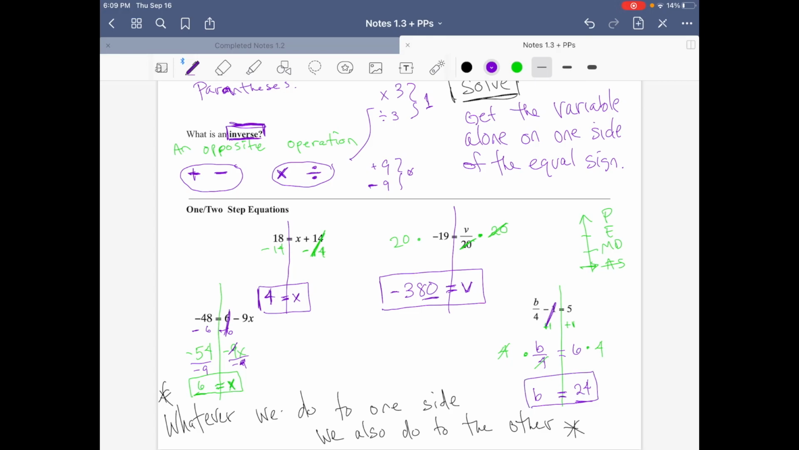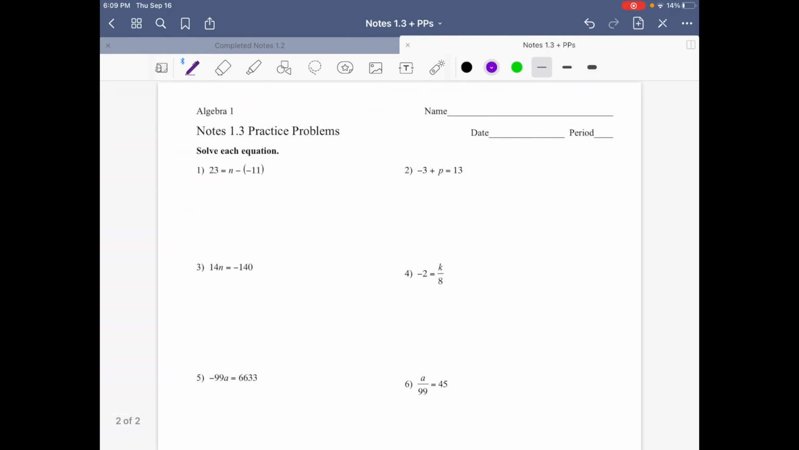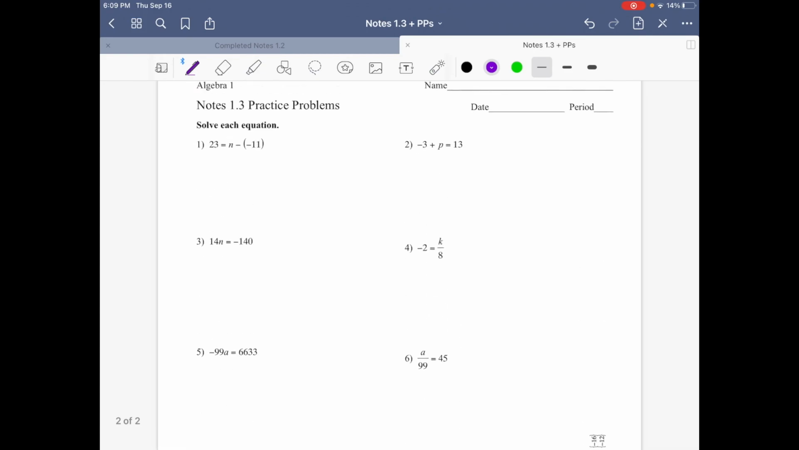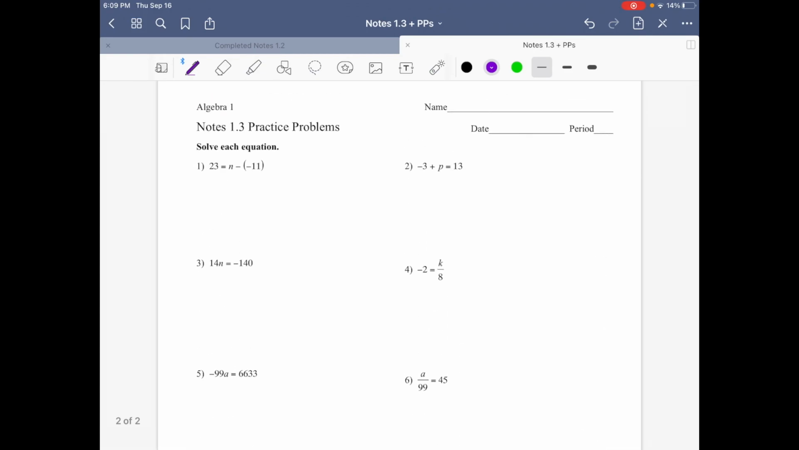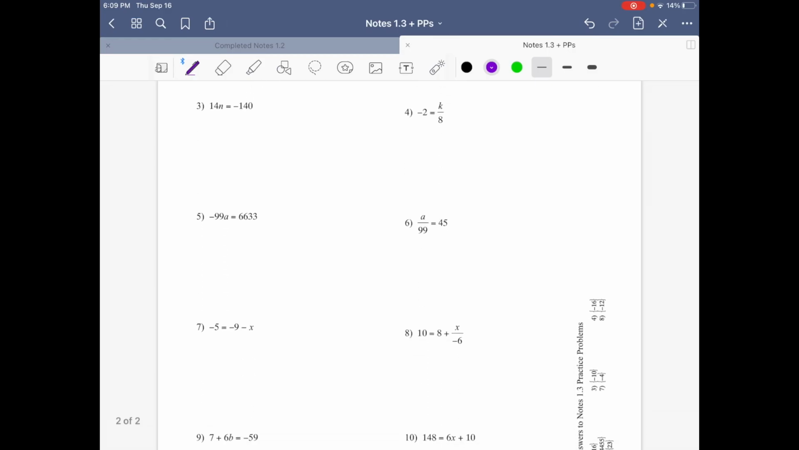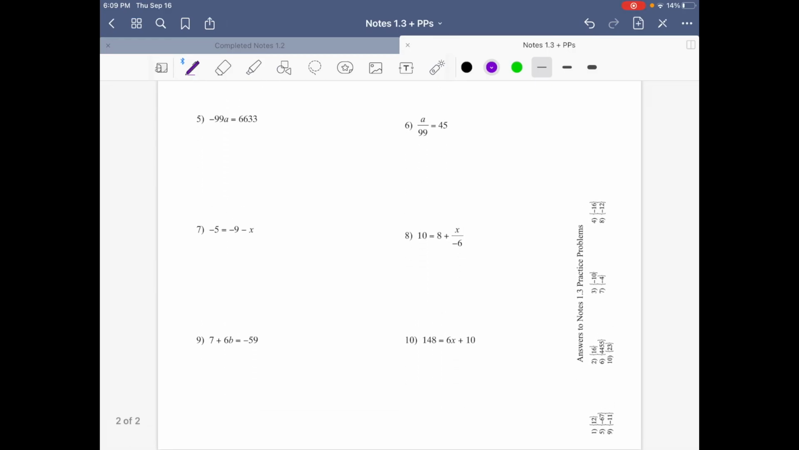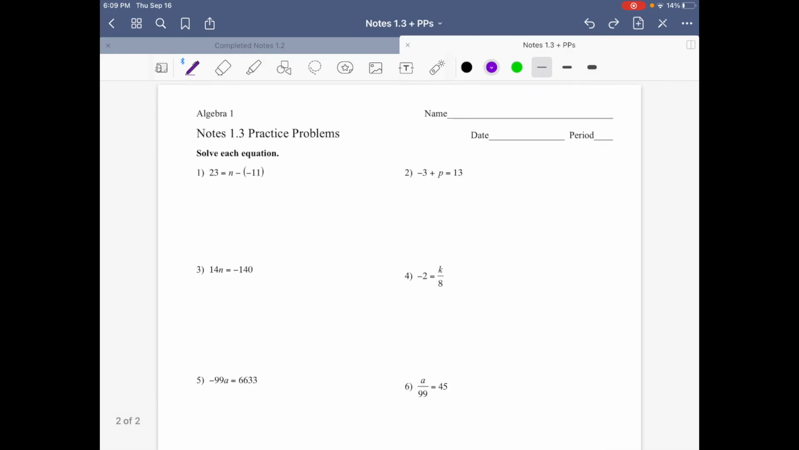B is 24. So what I want you to do is go ahead and try some of these problems here. You've got 10 of them to do, and some of them are one-step problems like we just did. Some of them are two-step problems like the second two examples. And I want you to make sure you're checking all your answers before you turn them in, and you can get them back to me as soon as you can.